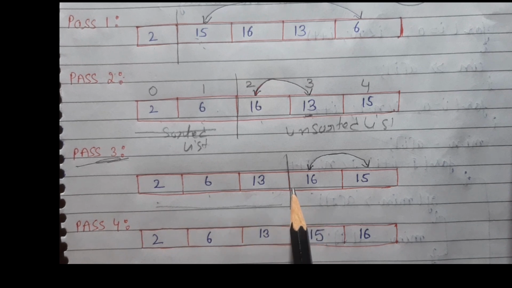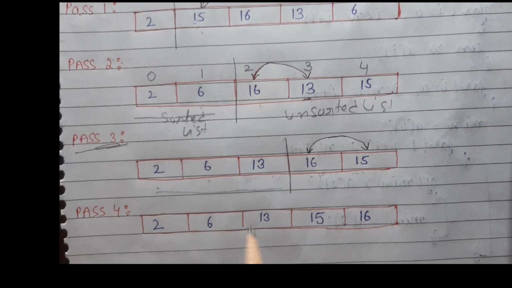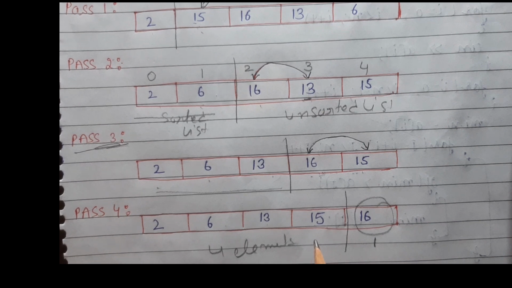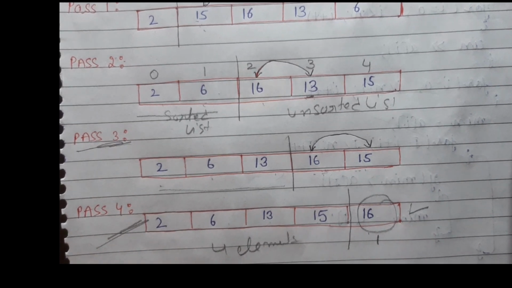After this, we find the minimum element from the remaining elements. Now 15 is the minimum element, so swap 15 with 16 and the elements become 2, 6, 13 and 15. After completing pass 4, these 4 elements are in the sorted list. Now we have only a single element. A single element is already sorted, because there is no need for a further pass. So 4 passes are completed and your elements are in sorted order.